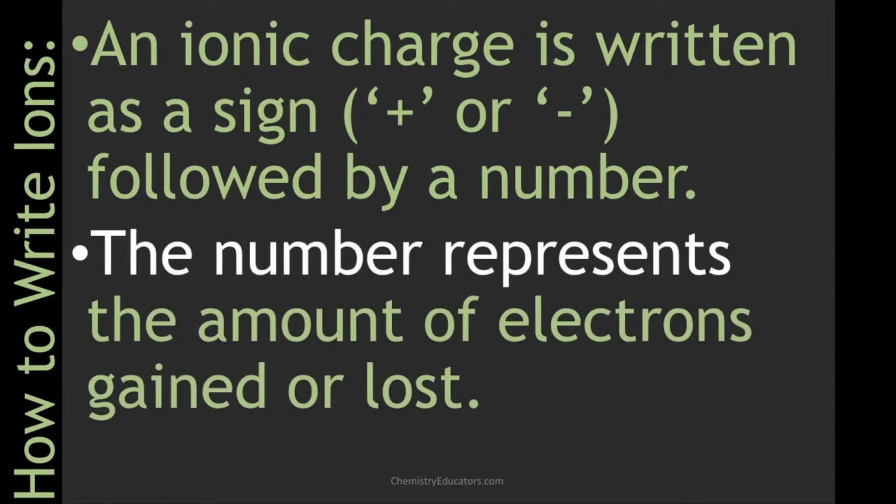Now, how to write ions. It's basically just the symbol, and then at the top right, you're going to add a plus or minus sign, followed by a number. The number it's followed by is just the number of electrons that it's gained or lost. So it represents the amount of electrons gained or lost. And it's actually kind of opposite of what you would think. So if it's a +3, for example, it actually lost 3 electrons. Or if it's a -2, it actually gained 2 electrons. So keep that in mind.